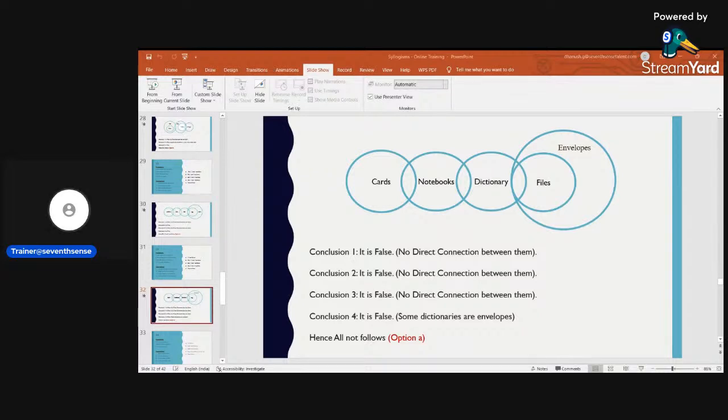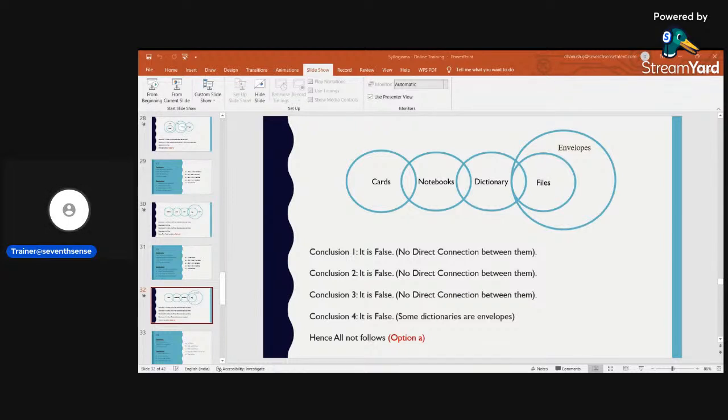No dictionary is an envelope. So this is also false. So the answer is option A, which is no, all do not follow. Every conclusion is false here. So we can select all not follow. Okay.